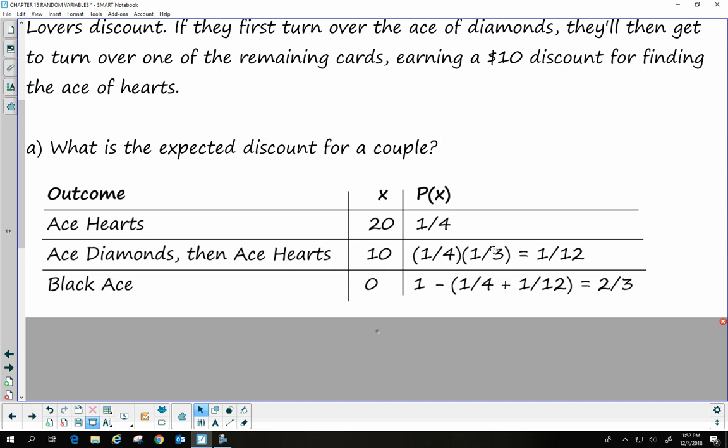Notice that the probability changes here. It's a 1 in 4 chance of getting the ace of diamonds, and then it's a 1 in 3 chance of getting the ace of hearts, which gives us a 1 in 12 chance of getting this discount. And then 1 minus 1/4 plus 1/12 gives us whatever's left over. That's the probability of getting a black ace. You would think it would be 0.5, but you can get a black ace right away, or you could get a black ace after you've drawn the ace of diamonds. So we have to be careful there.